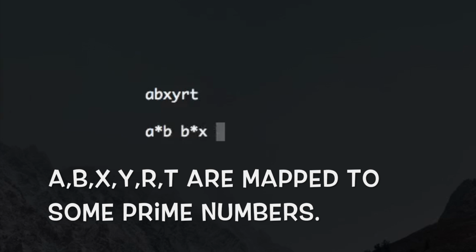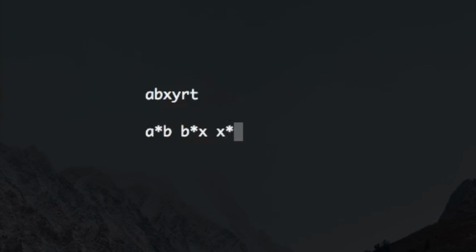Then we have B times X, then X times Y, then Y times R, then R times T. Now the interesting thing is that we are given this, and we have to find out what the original string was. The problem over here is that doing prime factorization is really costly, and I don't want to do that. I don't want to do prime factorization on n-1 numbers. It will be really very costly.